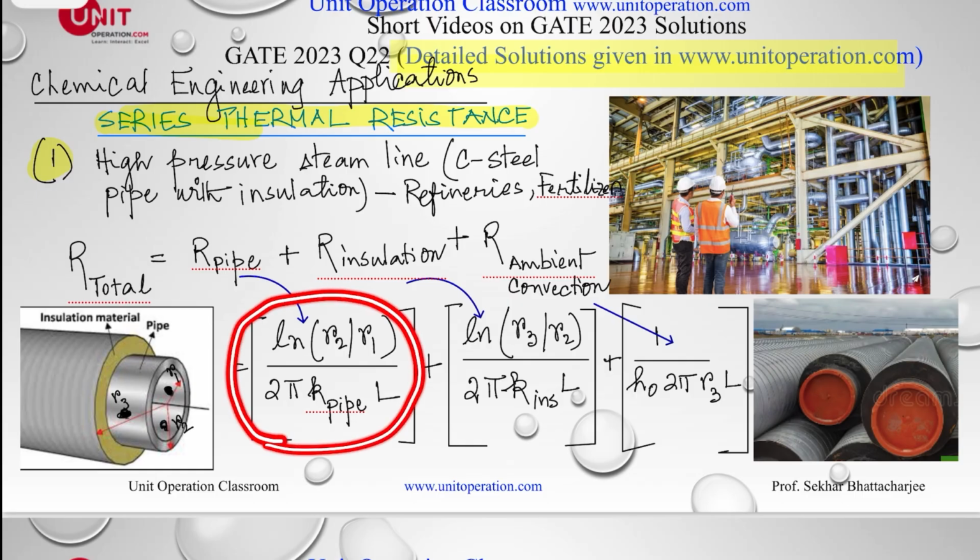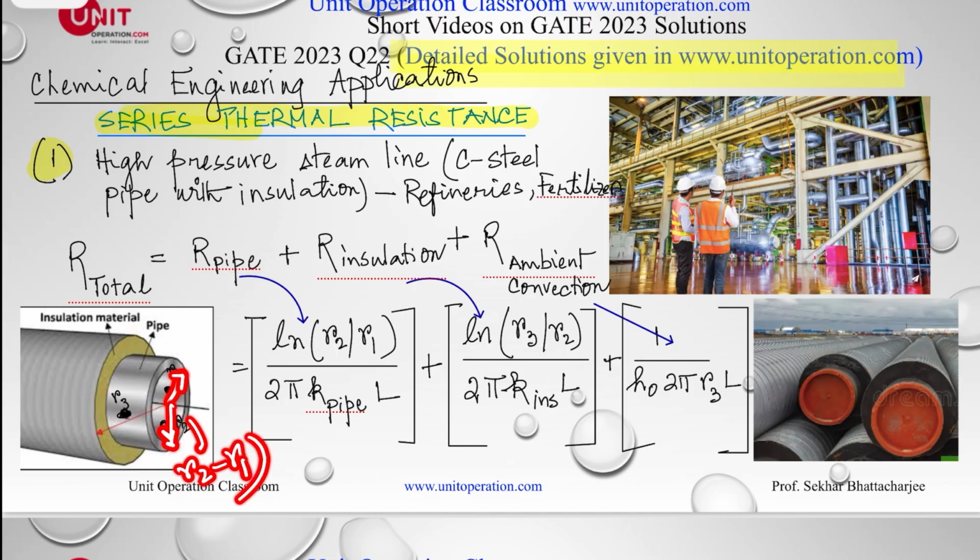Let's say this is the pipe, R1 is the internal radius, and R2 is the external radius. So the thickness is R2 minus R1. And let's say L is the length of the pipe, or this could be done in terms of unit length of the pipe. Similarly for insulation, this is R2 and the insulation goes out to R3. For the insulation layer, this is the thermal resistance, and for the ambient convection, this is my thermal resistance.